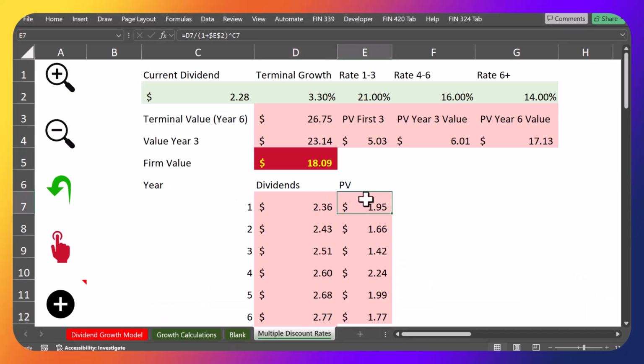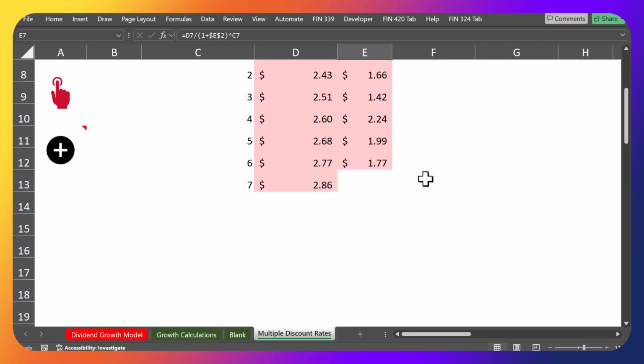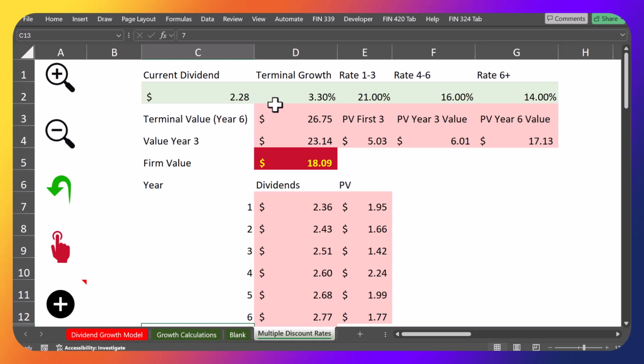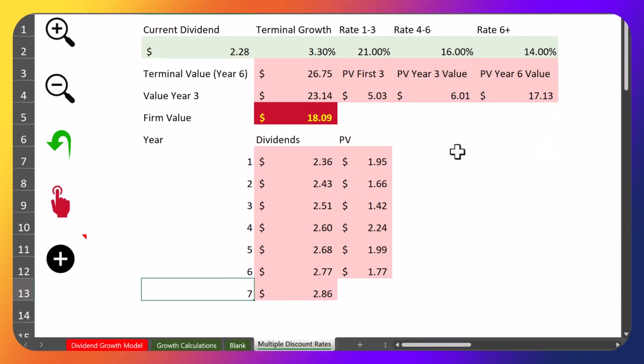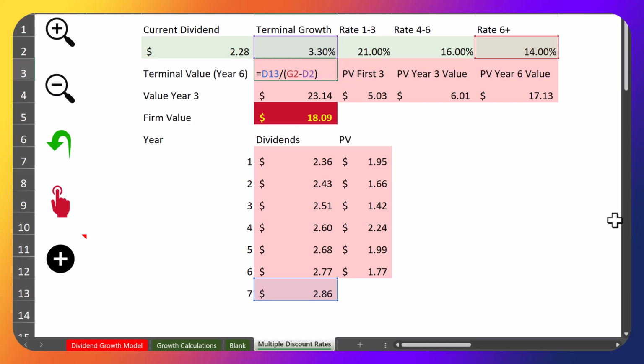And let's go over it again. This has 3 pieces. So let's think of it this way. Transport yourself to end of year 6. As of end of year 6, this company is going to pay a dividend at year 7, $2.86, and grow that 3.3% indefinitely. That means your terminal value is year 7 dividend divided by 14% minus the growth rate.